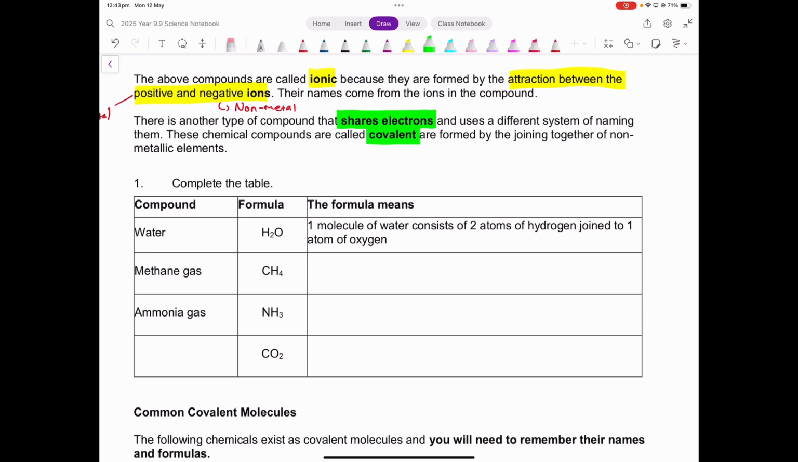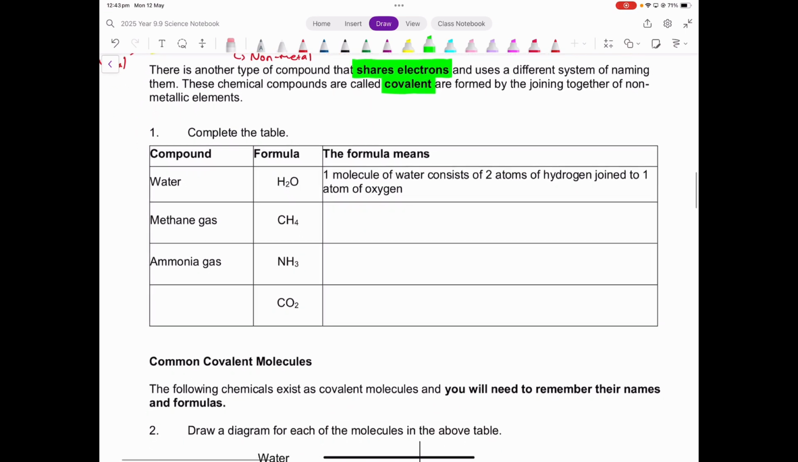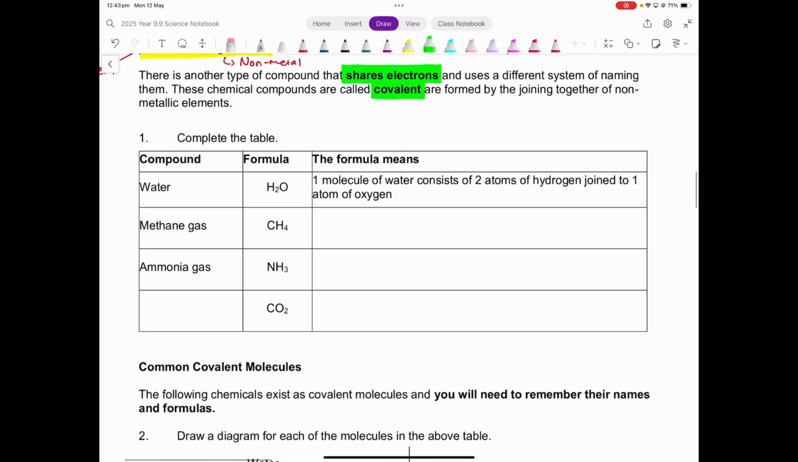So when it comes to covalent, our first example is water. Hopefully you know the formula is H2O. You've seen that one before. All we're saying here is that one molecule of water consists of 2 atoms of hydrogen and 1 atom of oxygen.